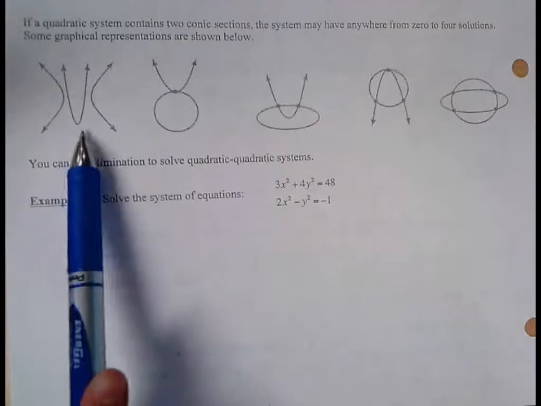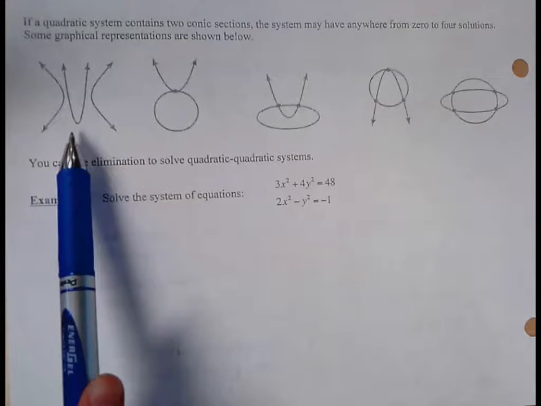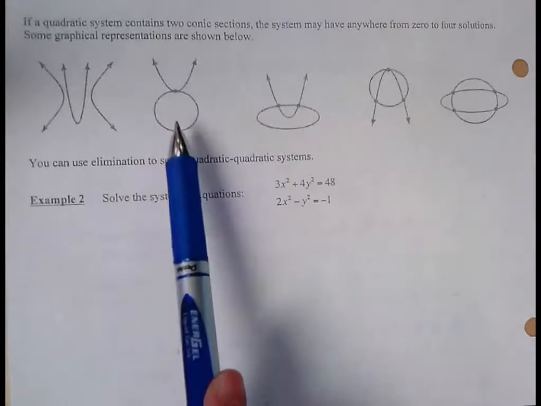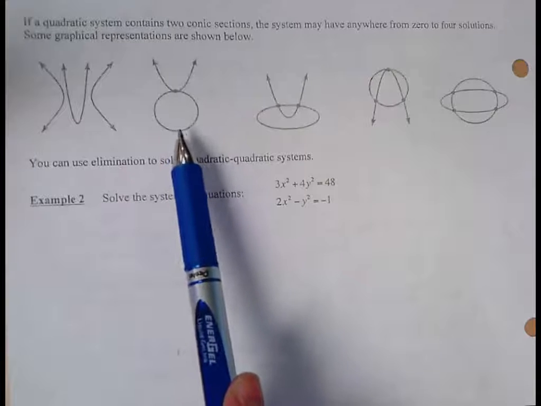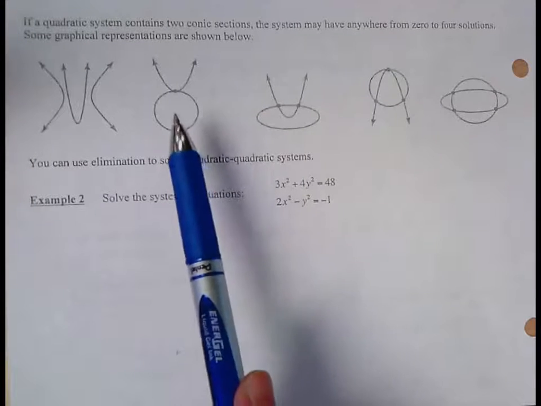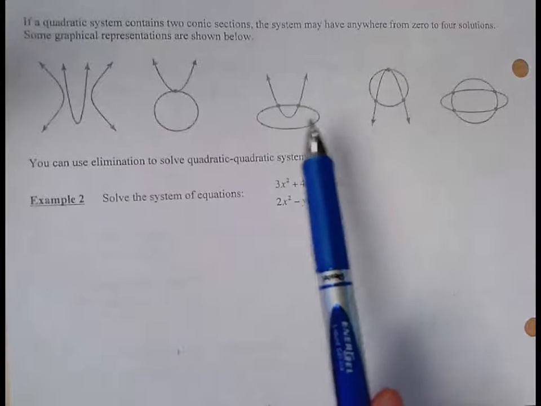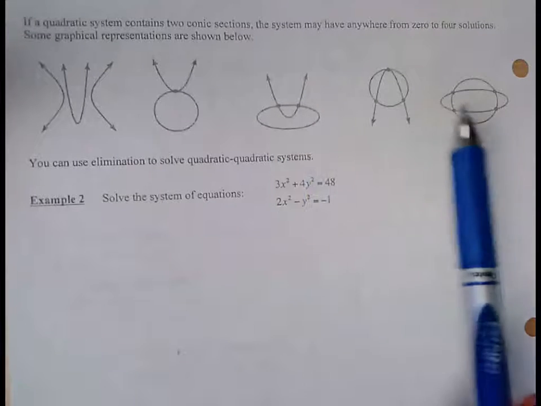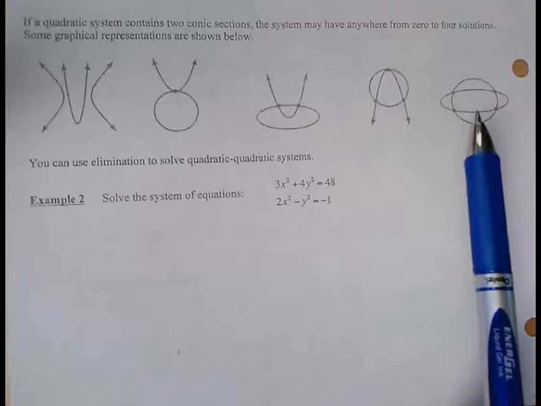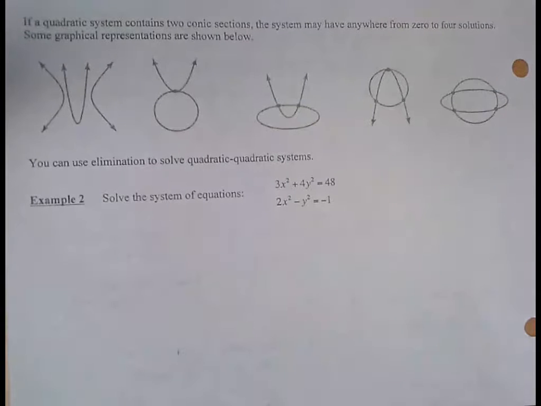So here's an example of a parabola and a hyperbola that never intersect, so there's no solutions. A parabola and a circle, they could only intersect once. It shows again they could intersect 3 times. Here's a parabola and ellipse intersecting twice. This could be a circle and an ellipse, or 2 ellipses intersecting 4 times. So it is possible that you're going to get 4 solutions.